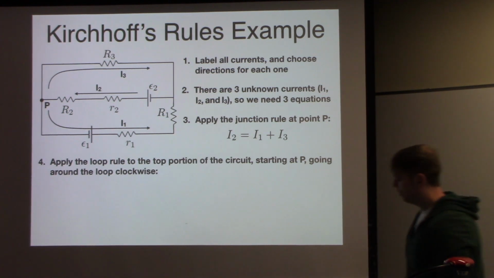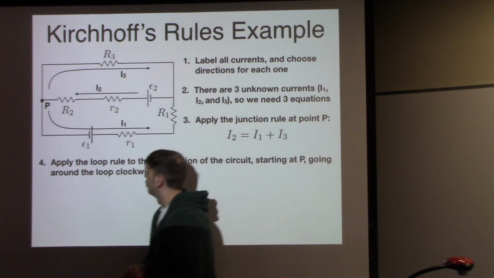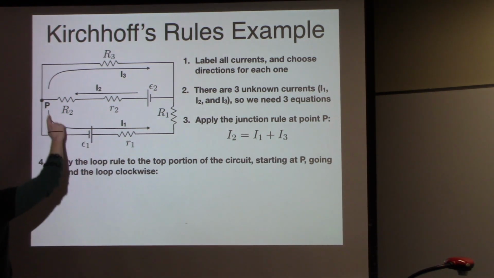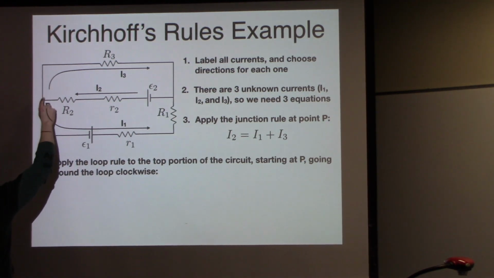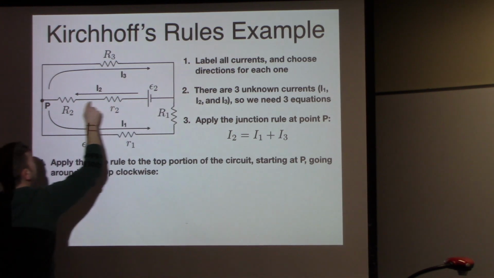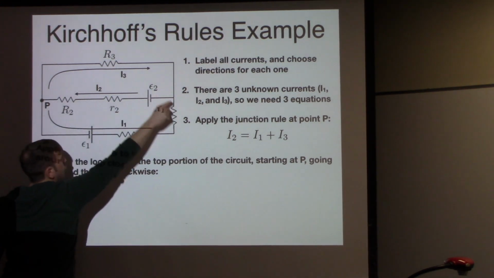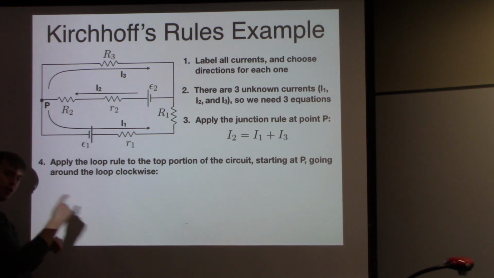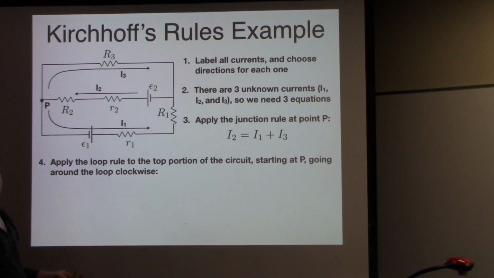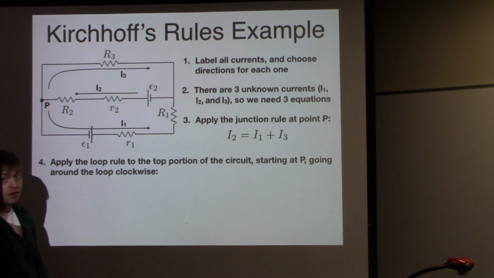So the idea is, look at any loop in the circuit, right? You can say, maybe I want to choose this loop for the bottom portion of the circuit right here, or maybe the top portion of the circuit right here, or maybe just the outer portion of the circuit, the biggest possible loop. You can choose any one of those loops. You can take them going clockwise or counterclockwise. It doesn't matter. We just need two equations, so let's just pick any two loops and generate some equations that way.